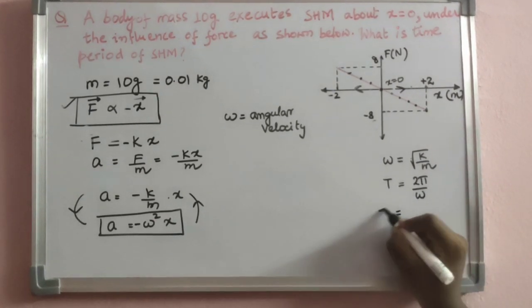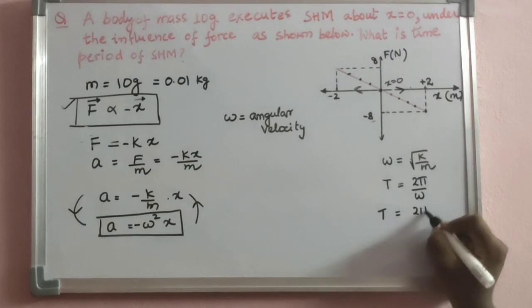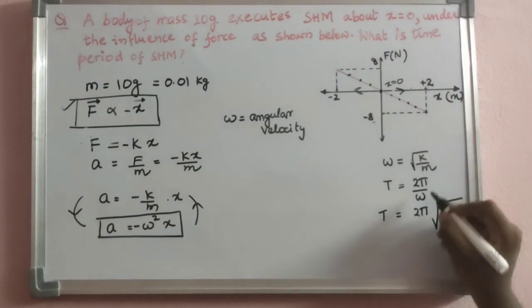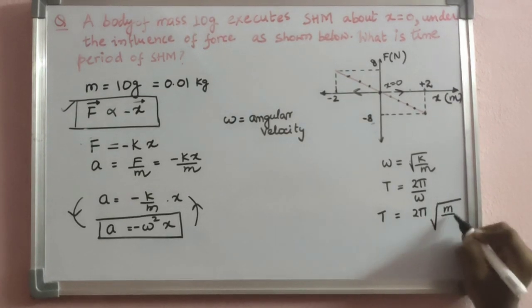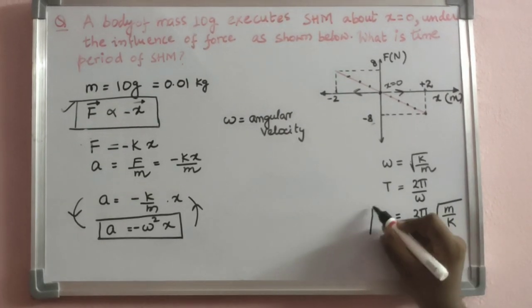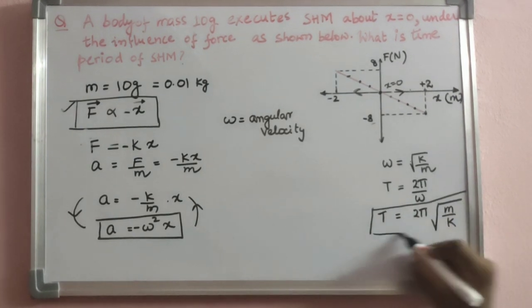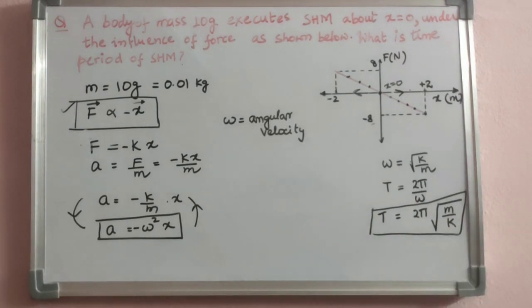So what is the value of T here? T is equal to 2 pi under root, since omega is in the denominator, the value becomes m by k. So this is the time period formula which we are supposed to use.